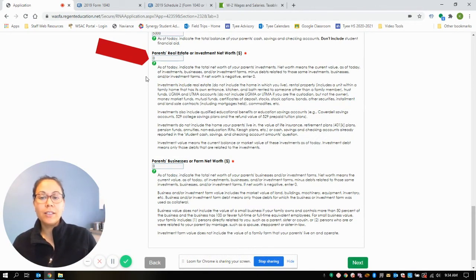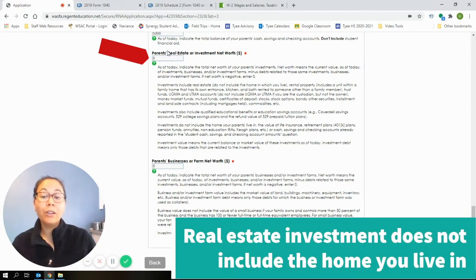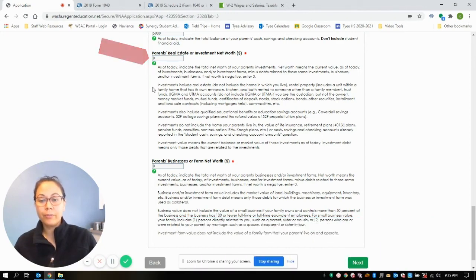The next question is a parent's real estate or investment net worth. The net worth, that means the current value as of today minus any debts related to those things. When they're talking about real estate investment, they're not talking about a home you might own and earn income from, not the home that you're living in. So if none of those things are true for you, then you're going to put 0.